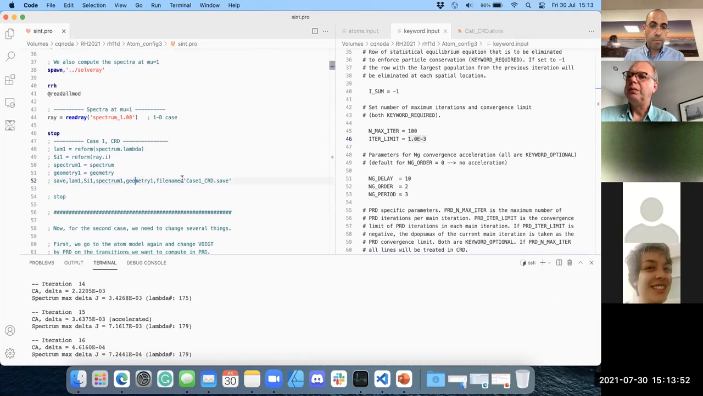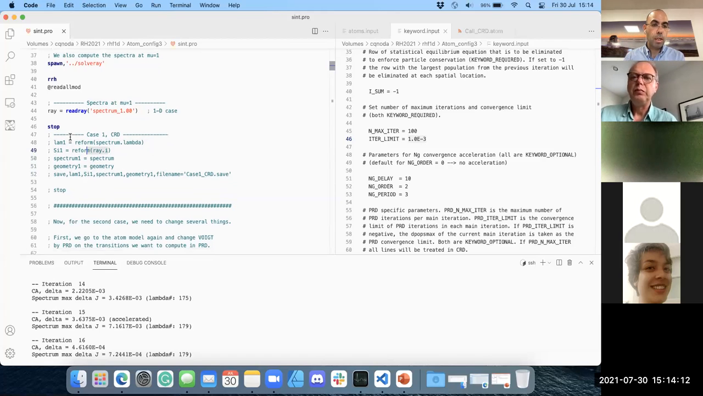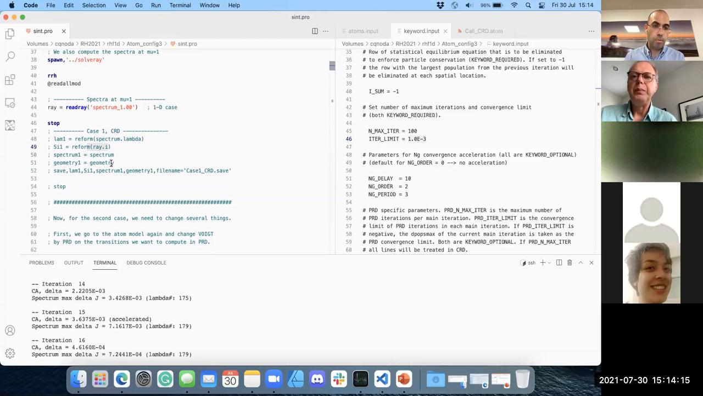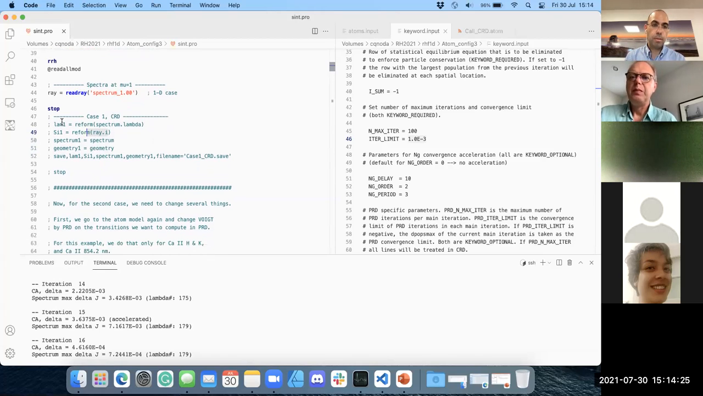So this is what I'm saving in this file. I'm not doing it now, but it's the one that you will see in the folder, and this is what I'm calling CRD. I'm saving the wavelength information and the intensity for the projection at mu equal 1, so the disk center. Later you will see that I'm also saving two ideal structures called spectrum and geometry. You will see why later, but what is important is wavelength and intensity.